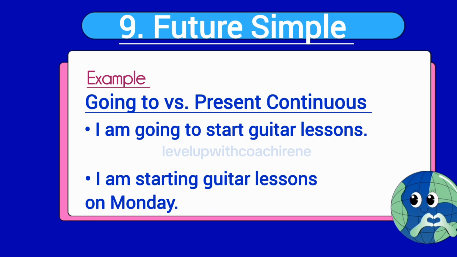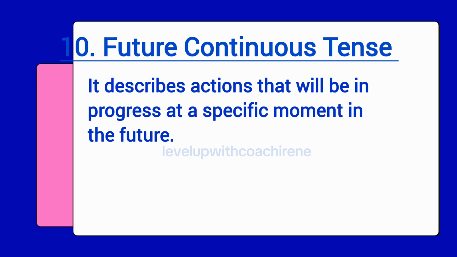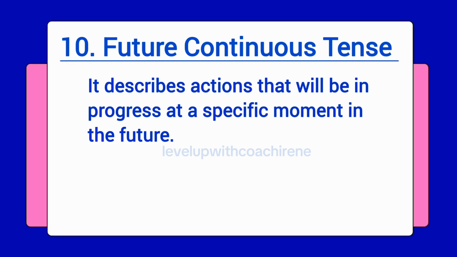Well, the first sentence is the plan, whilst the second is the fixed arrangement. Going to in the first sentence indicates a plan, whilst the second sentence indicates a confirmed arrangement with a specific date.